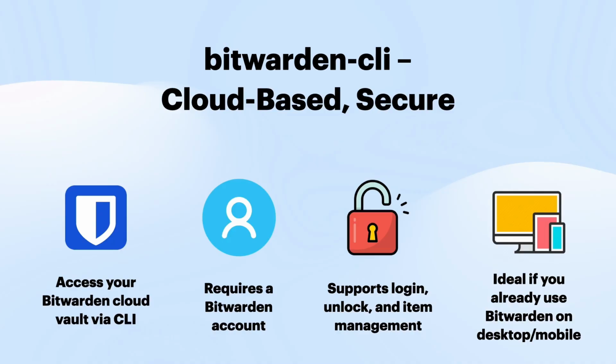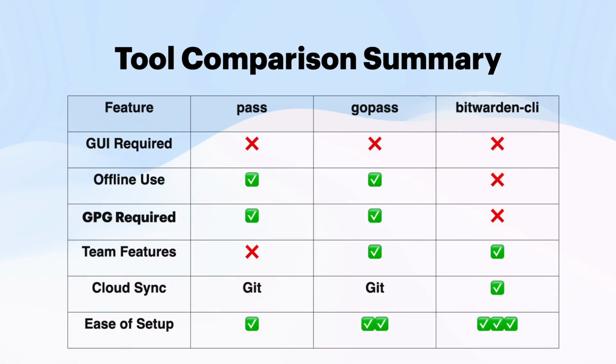Now let's talk about the Bitwarden CLI tool. This tool allows you to access your Bitwarden Cloud Vault directly from the terminal. It's especially useful if you already have a Bitwarden account and want to manage your passwords without switching to a graphical user interface. With the CLI, you can log in, unlock your vault, and easily manage your items, making it a convenient tool for both individual users and teams. If you're already using Bitwarden on your desktop or mobile, this is a seamless way to keep everything in sync across all your devices. Here's a quick comparison of all the tools.